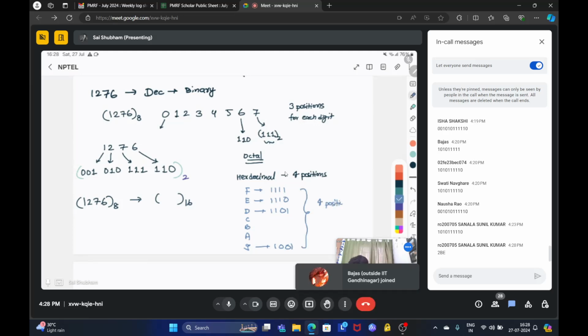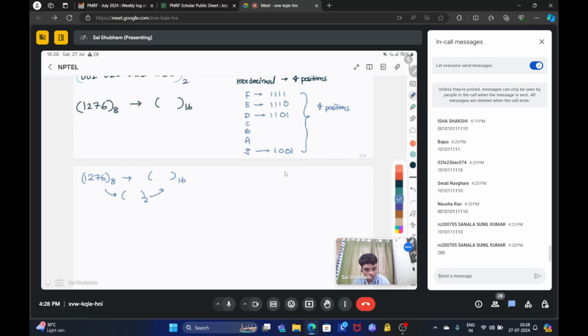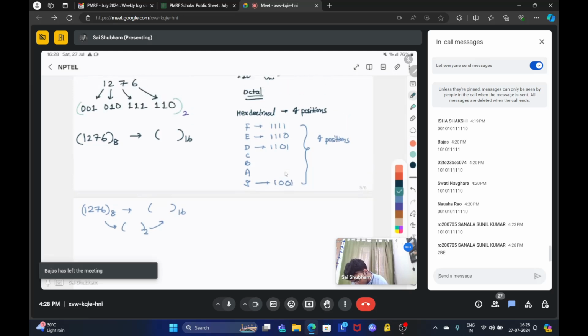Okay. So if you have to convert this number 12768 to hexadecimal directly, what you can do is that first you will convert them into binary, and then you will convert them into hexadecimal. So yeah, it will be like this. So this binary representation, and now you have to make groups of 4. Okay, and which will start from the rightmost end. So it will be like this.